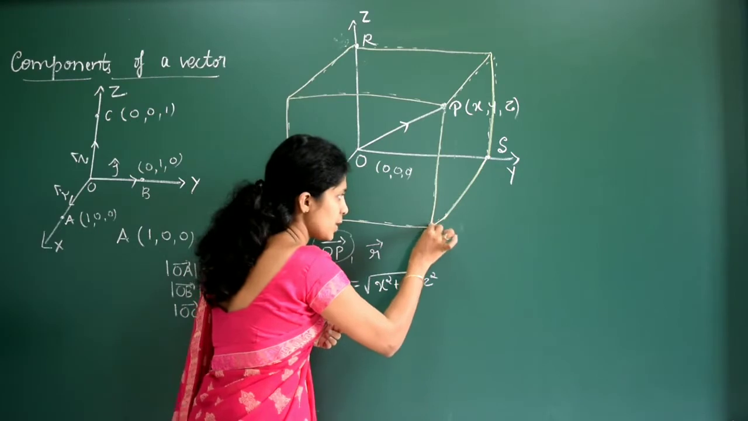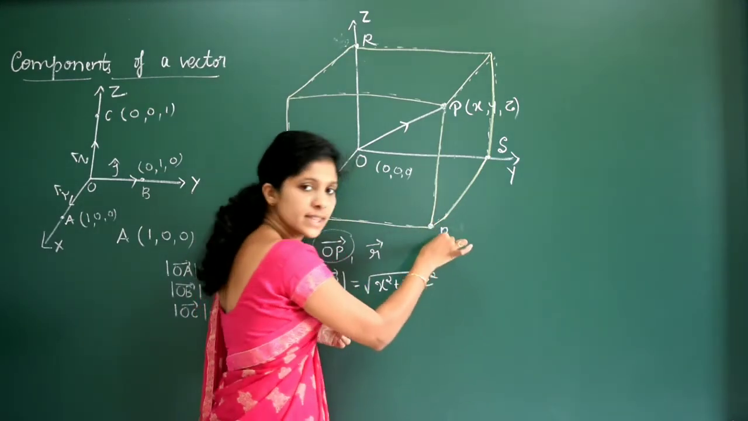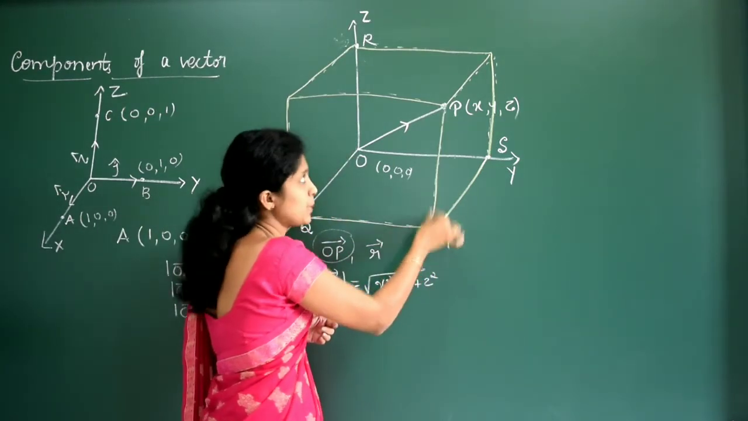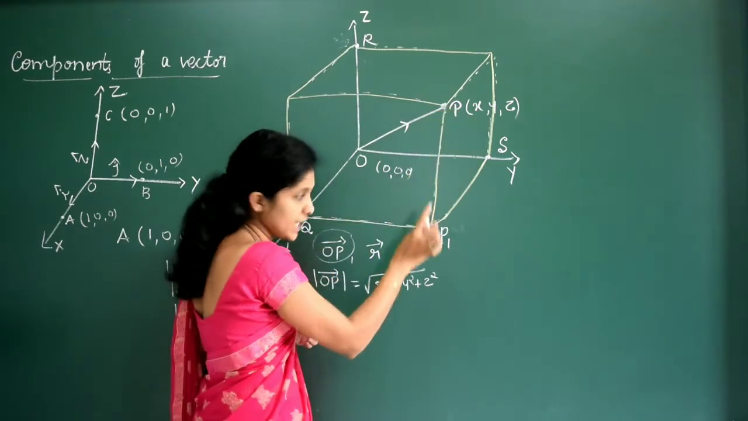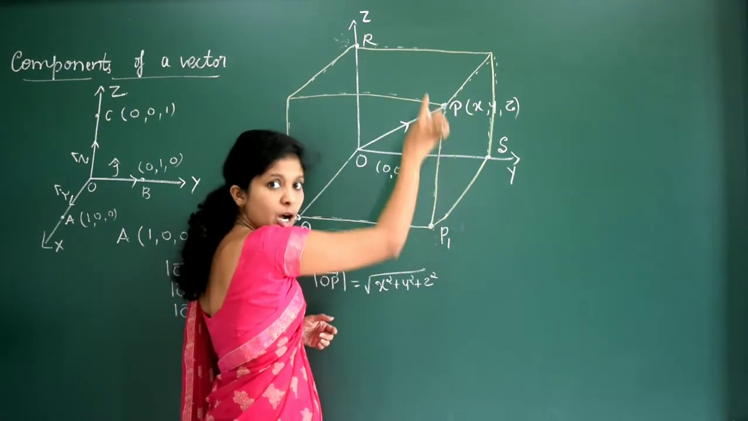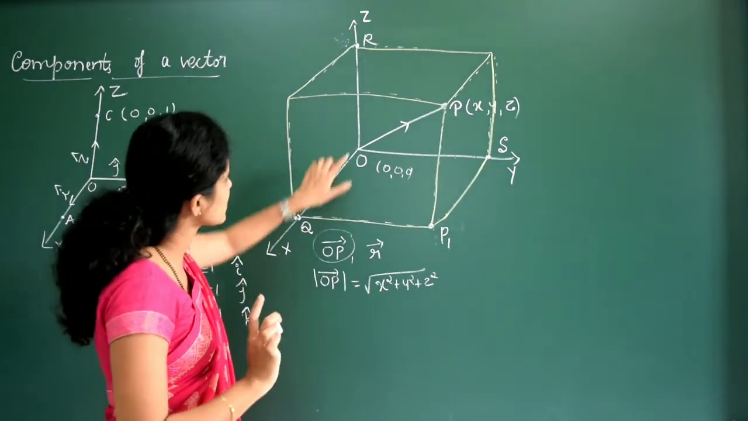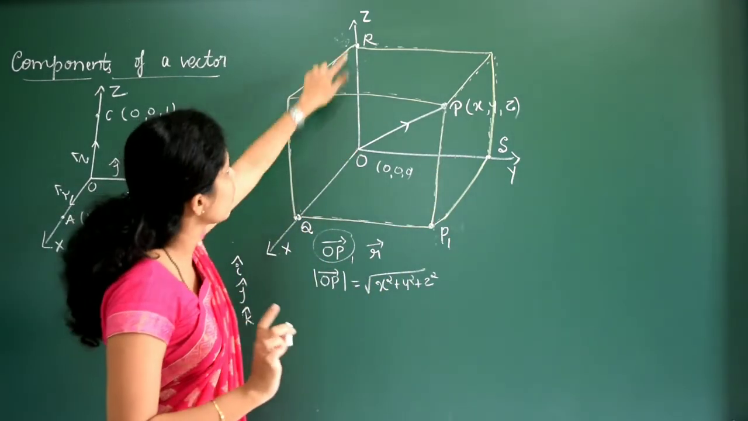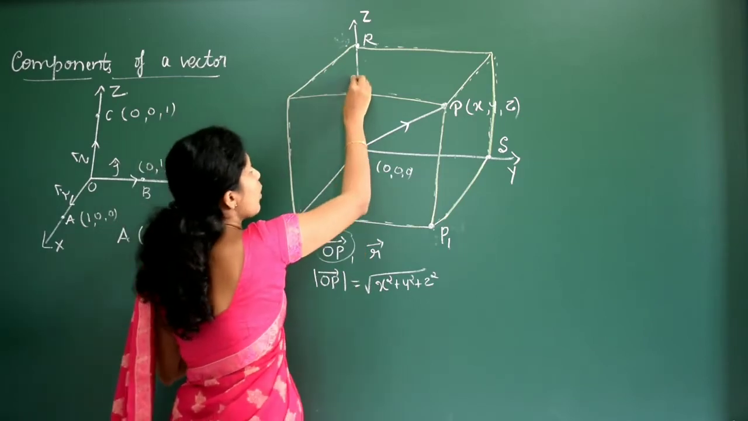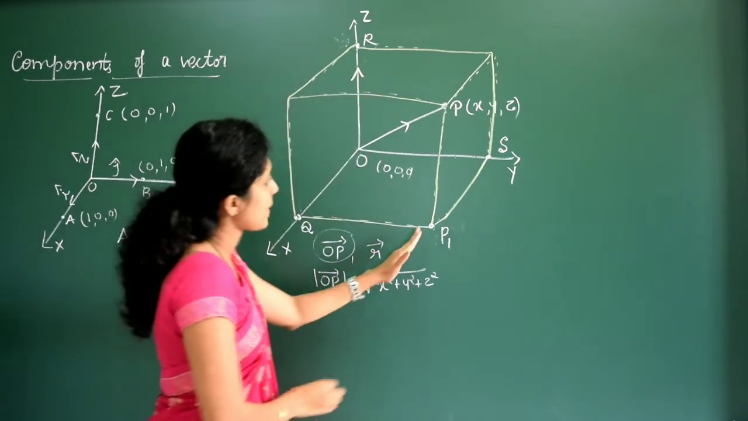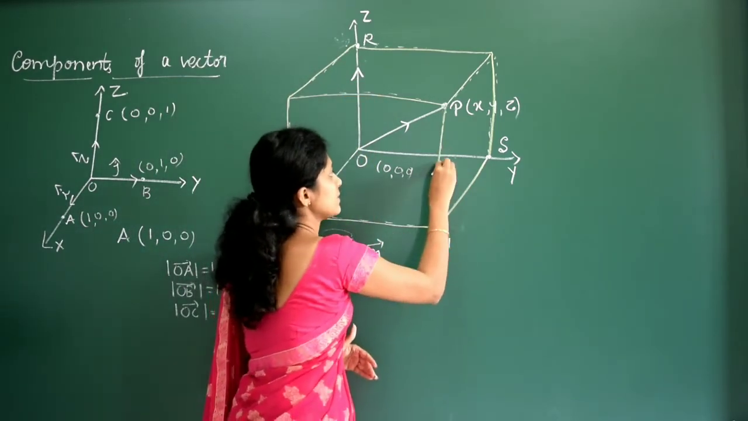Let us consider one point P1. Okay, this is the foot of the perpendicular from the point P. This point P1 will be the foot of the perpendicular from the point P. Now you can see here the vector OR. See, this is a vector. OR vector is parallel to P1 P vector.